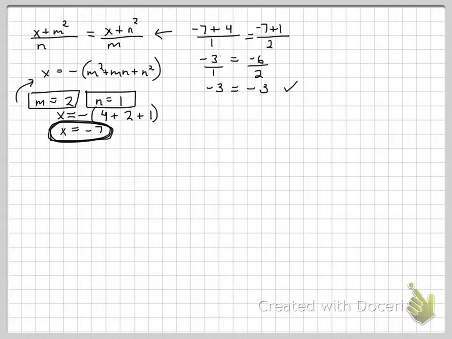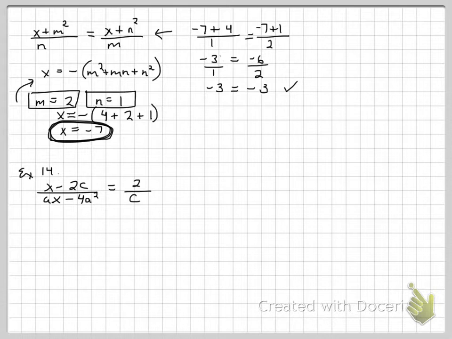And that's what the checking would look like. I've plugged in values for x, m, and n. I've simplified, and I get the left side, negative 3, equals negative 3. That's a true statement, and so I did my problem correctly. Let me walk through a couple more with you.